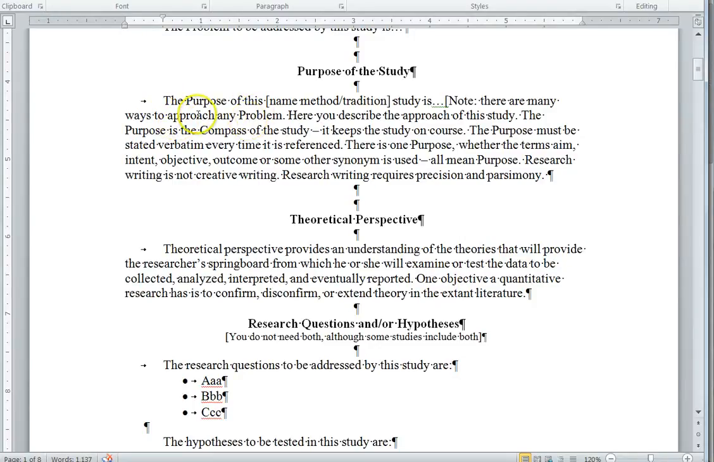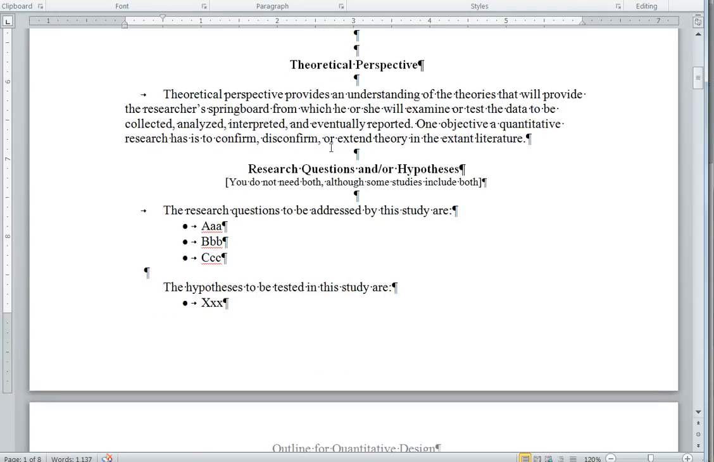The purpose, we also want to name the purpose in the same way. The purpose of this, name the tradition or name the method. So the purpose of this survey study or the purpose of this case study is, and then we go through and utilize Creswell's template. Then we want to discuss that theoretical perspective.